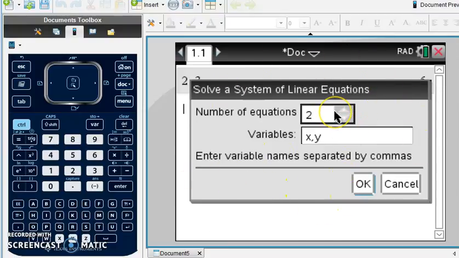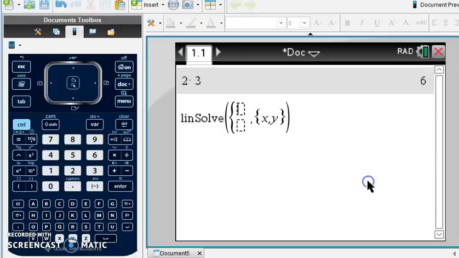Now you're going to need to identify how many equations you have, 2, 3, 4, whatever you have. And what your variables are going to be, whether they're a and b, x and y. If you have 3 equations, do you have x, y, and z? If I change this to 3, you'll notice it automatically changes to x, y, and z. But we actually have just 2 in our example. So 2 equations, my variables are x, y, and if you add variables, make sure you separate them by commas. So go ahead and click OK if that's exactly what you want.